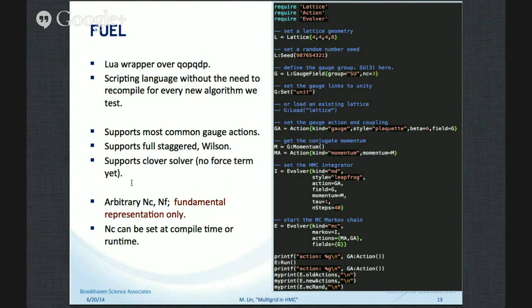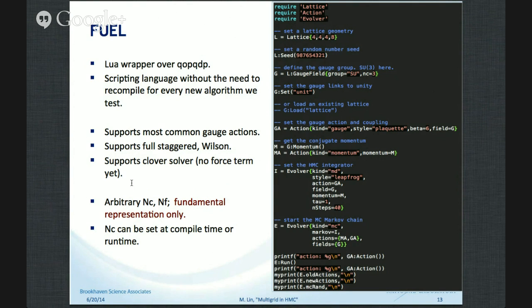So it's very flexible. Right now it supports most common gauge actions, and it supports staggered and Wilson fermions. It means it has the solvers and the HMC force terms. So far, for Clover it only supports the solver. There's no force term yet. That's why we haven't done the MGHMC for the Clover fermions yet.